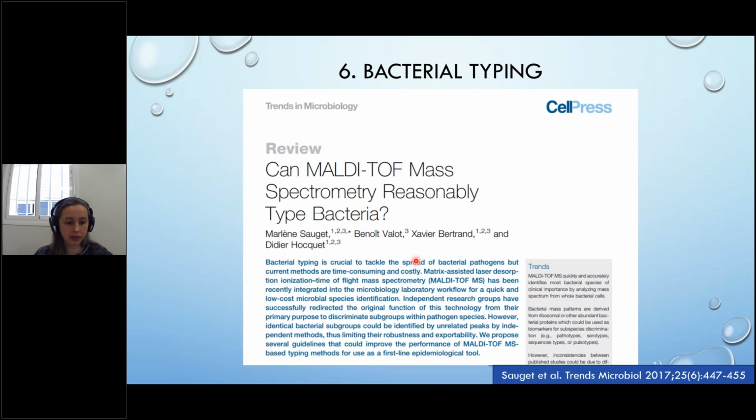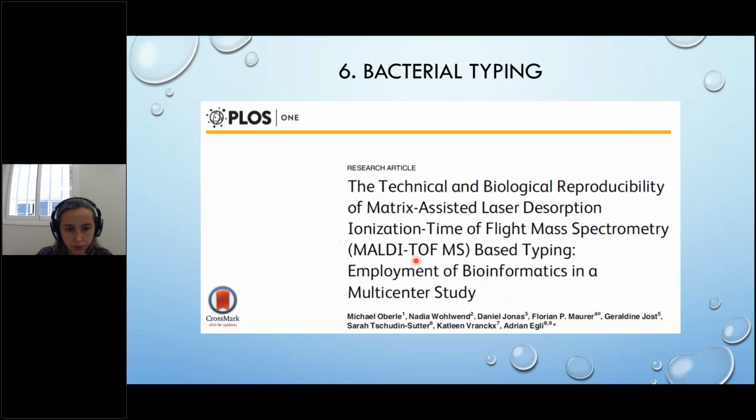And regarding bacterial typing, that's a very interesting application of MALDI-TOF. This paper from Soget and collaborators established the workflow that should be applied for this purpose. And for us, it was also very important to learn from this other paper from Overlay and collaborators, where they show how technical and biological reproducibility should be assayed in order to apply MALDI-TOF for bacterial typing.